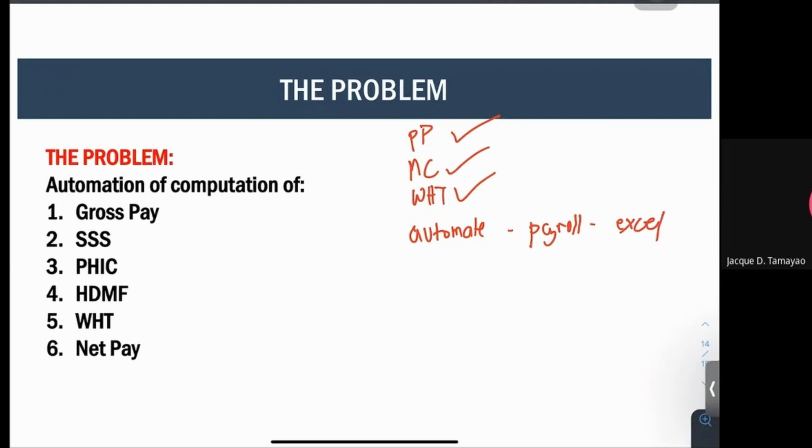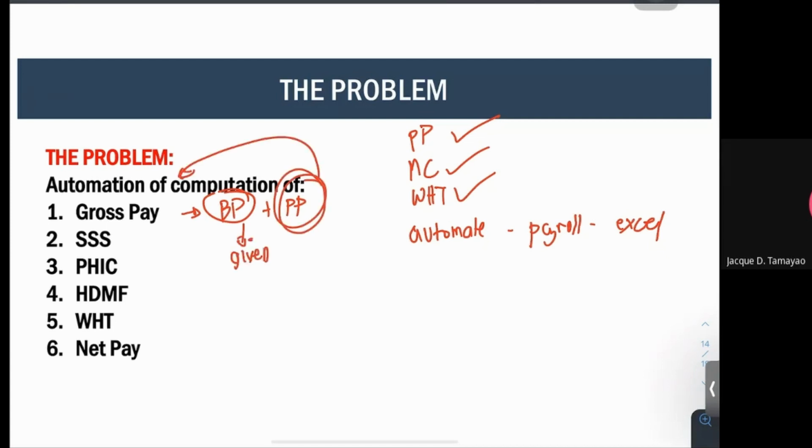Our problem is the computation of your gross pay. Of course, gross pay can easily be computed as long as you already have your basic pay plus your premium pay. The basic pay is always given. Our problem is, how do we compute your premium pay? We need to automate that. Next, we must also automate the computation of your SSS. We already learned how to compute for that. That is equal to 4% of the monthly salary credit.